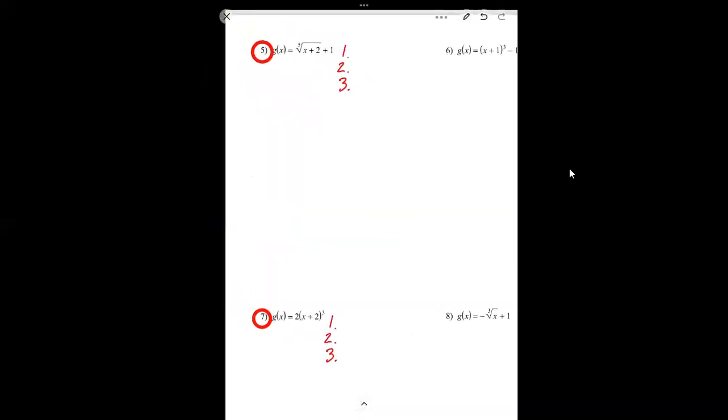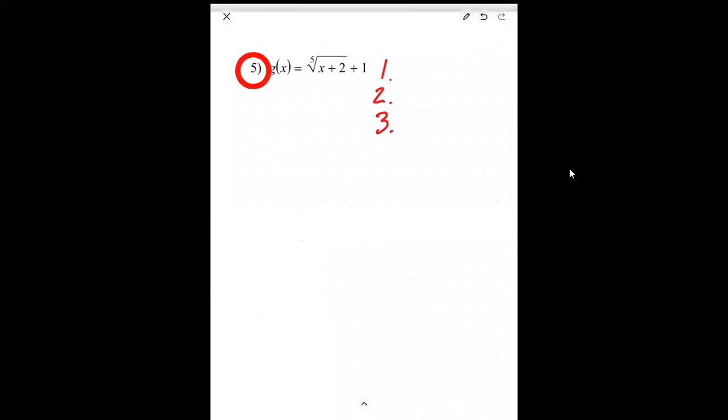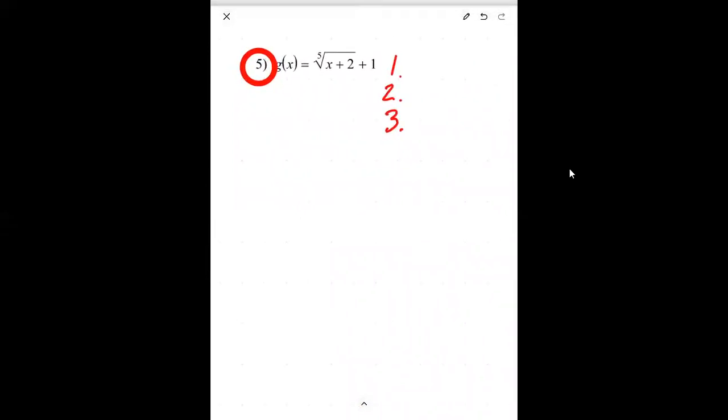This one's a little bit more involved. We've got a fifth root here. All right, so now, again, there is an implied parentheses inside the fifth root. So we're going to do what's inside the parentheses first. All right, so we're going to make this y equals the fifth root of x plus 2 plus 1. And then we're going to swap the x and the y. So this is going to be x equals the fifth root of y plus 2 plus 1. Now we're going to use PEMDAS.